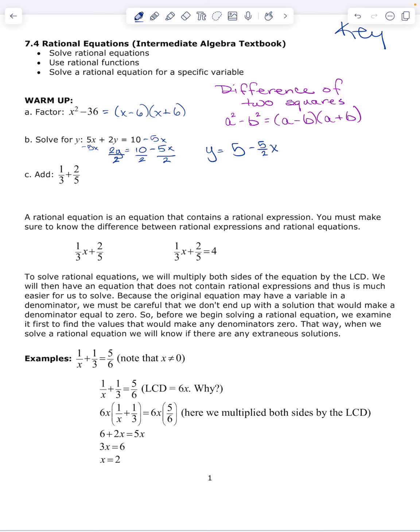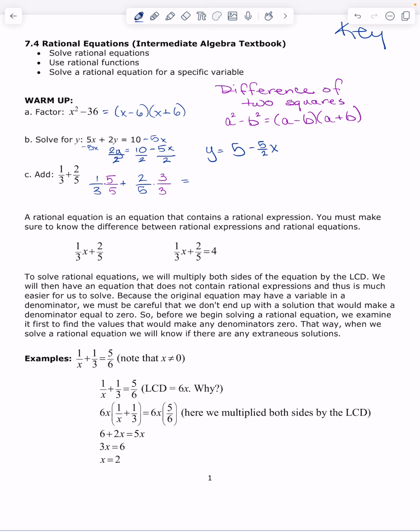Last one, 1/3 plus 2/5. Because we are working with rational functions, it's important that we remember how to work with rational numbers. So before we can combine anything that's a fraction, we got to make sure that everything is in same size pieces. And when I say pieces, I mean the denominator. Because that first fraction, 1/3, means that I have one chunk of size 1/3. 2/5 means I have 2 of the pieces that are size 1/5.